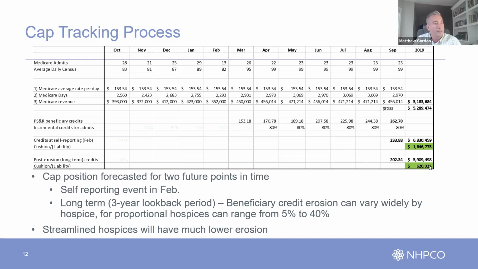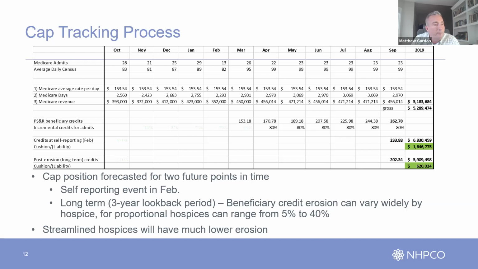So still good, you're still fine, but you can see that you can't just get by with a skimpy cushion at the self-reporting. You've got to have enough that's going to weather that storm over the long term. And that's a big thing that I try to help the hospices I work with understand and make sure they're tracking to the right number. Okay, beneficiary erosion can vary widely by hospice.